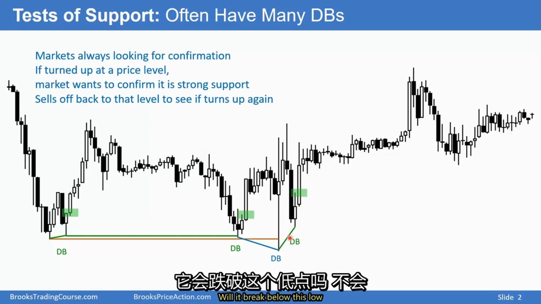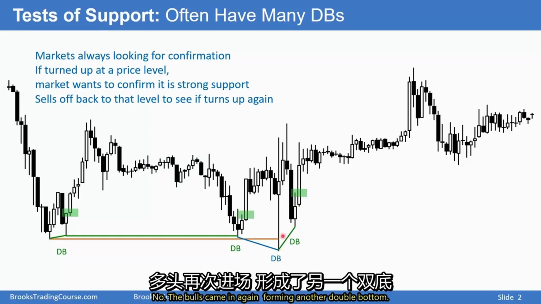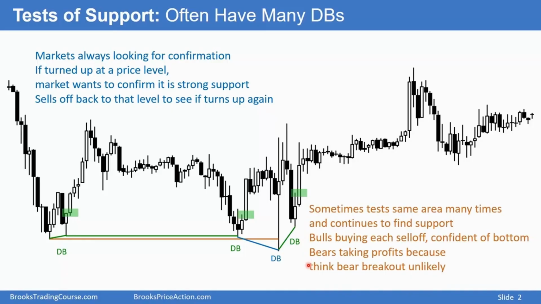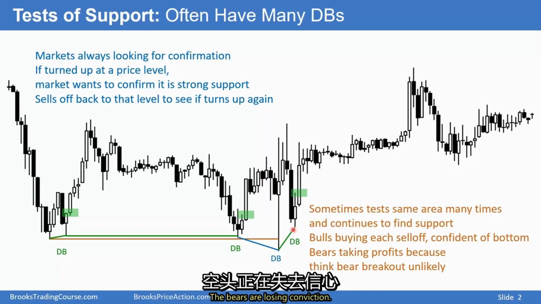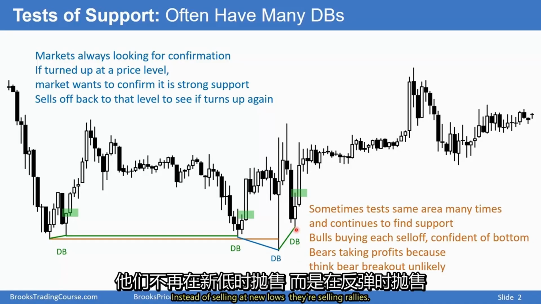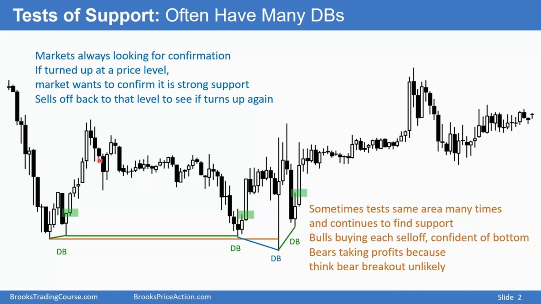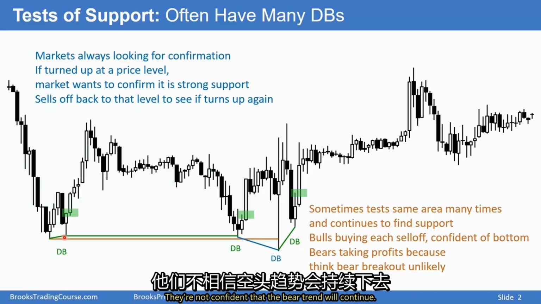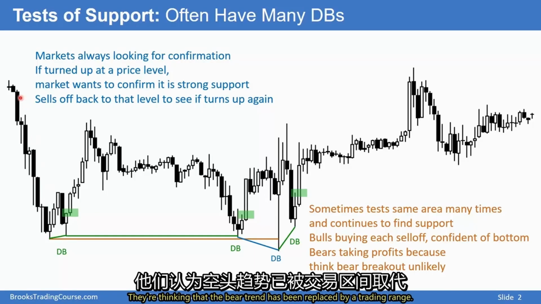Another test down. Will it break below this low? No, the bulls came in again, forming another double bottom. The bears are losing conviction. Instead of selling at new lows, they're selling rallies, but they're taking profits near the prior low. They're not confident that the bear trend will continue. They're thinking that the bear trend has been replaced by a trading range.